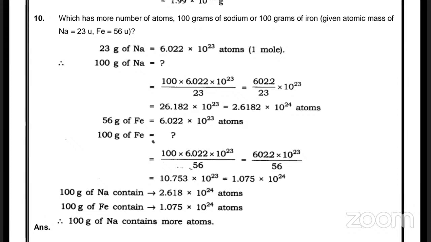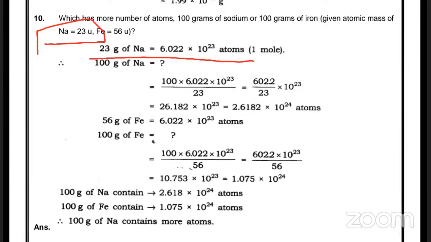Okay, so the next question is also one of the very important ones: which has more number of atoms? They have given 100 grams of sodium or 100 grams of iron. So based on the mass, we have to see which one has more number of atoms. First of all, 23 grams of sodium, it is the atomic weight of sodium.